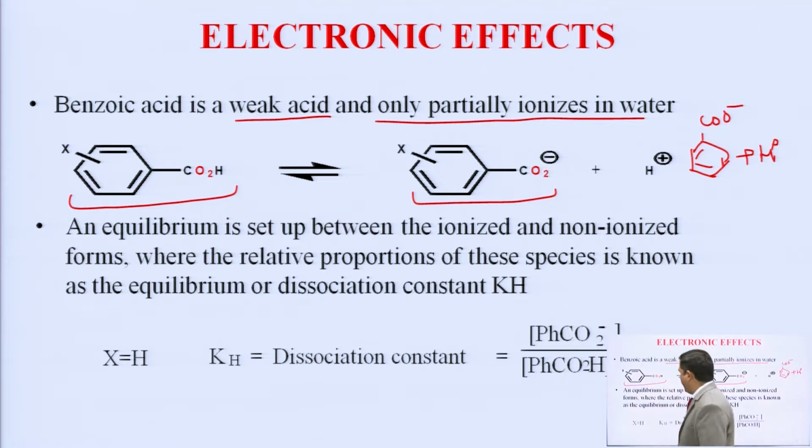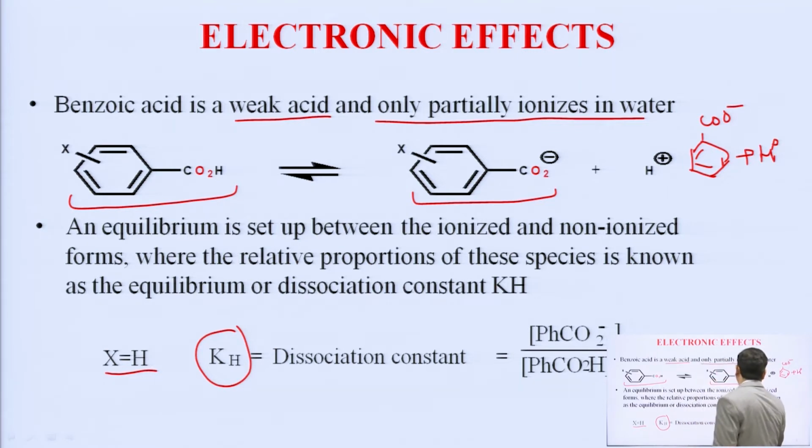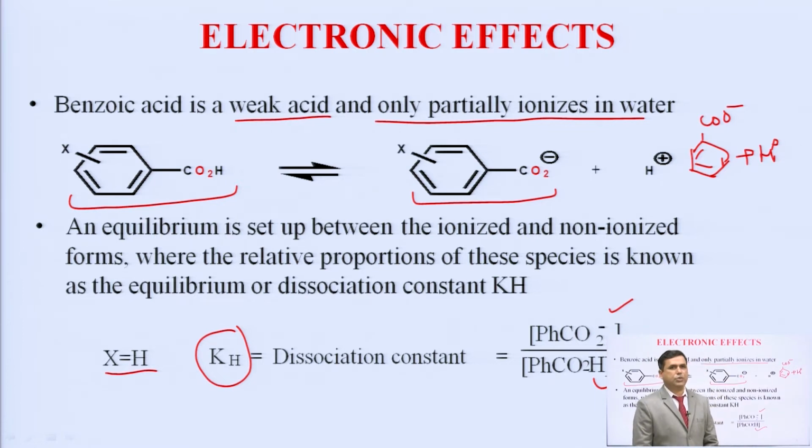Now, if X equals H, the dissociation constant is that of the unsubstituted benzoic acid, the ratio of the ionized benzoic acid to the non-ionized benzoic acid, so that we can observe the dissociation constant.